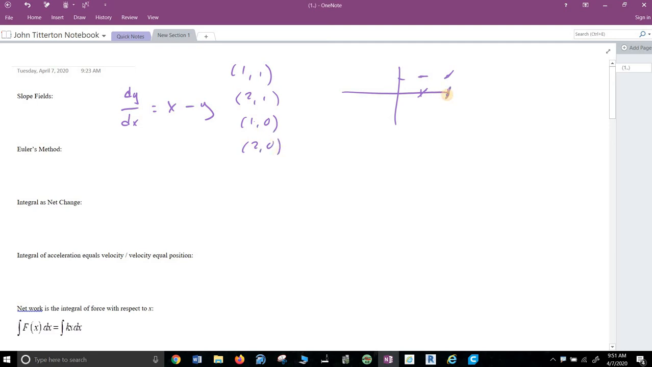So what you're going to get is a slope field that you're going to have to analyze. You're not going to have to build a slope field. That would take too long.